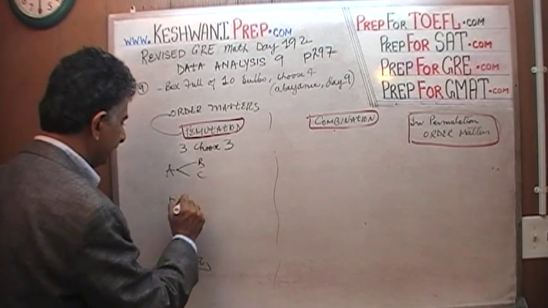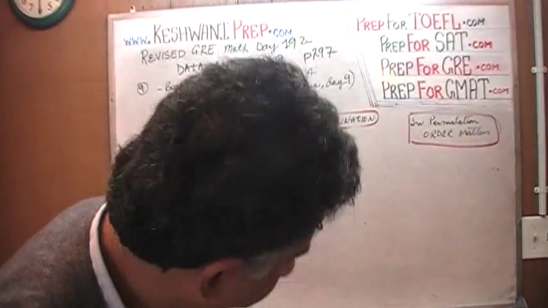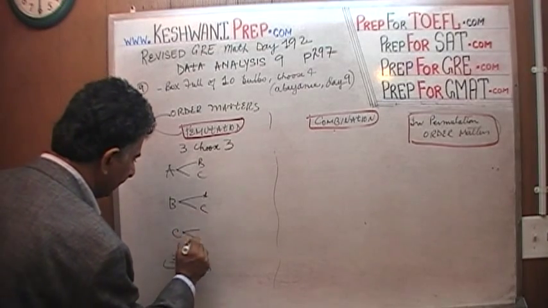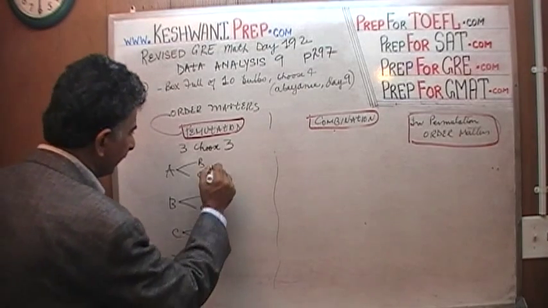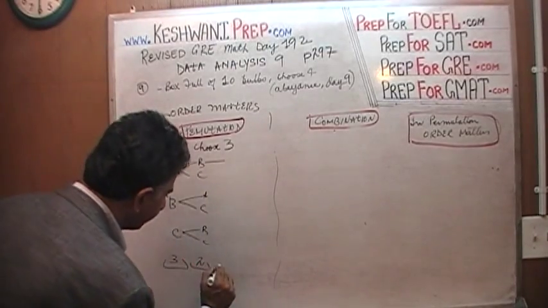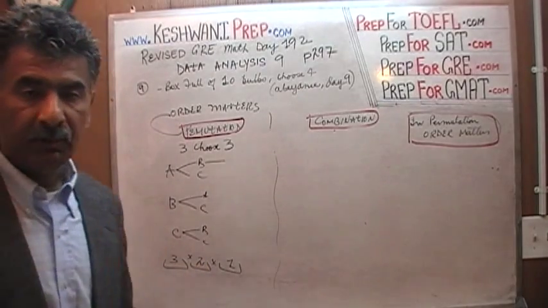Same as before, B, C. If you pick B, it will be A, C. If you pick C for the first spot, it will be A, B. How many different ways can we pick a third spot? Third spot, we can have only one person. Only one choice. Why only one choice? Because there were 3 people to begin with.